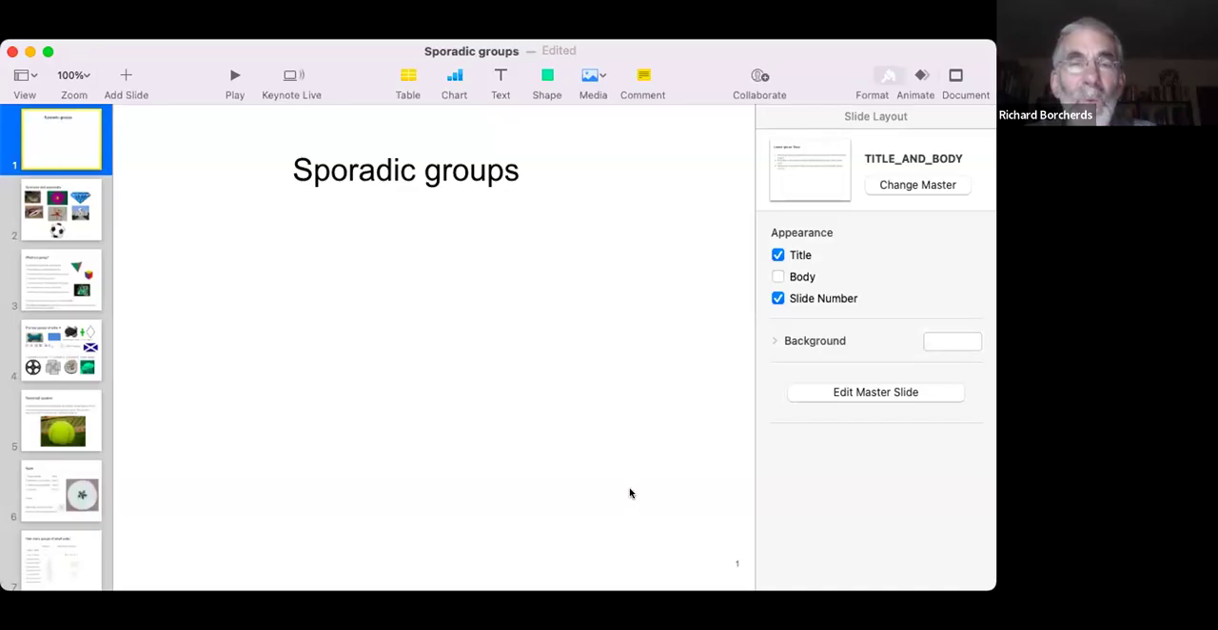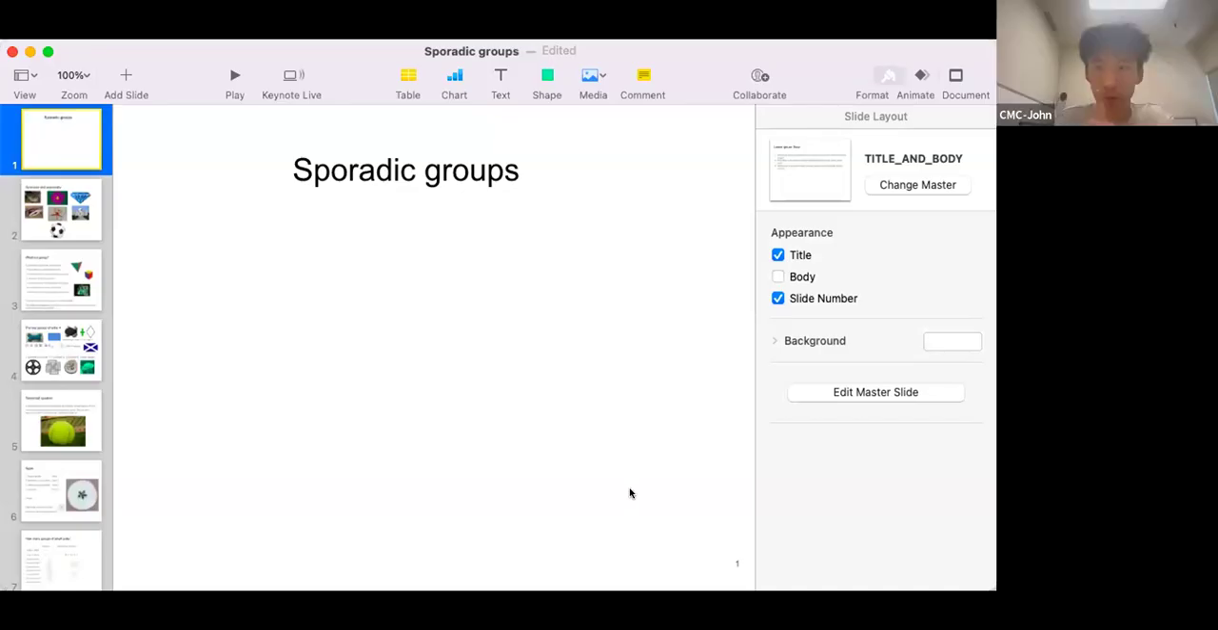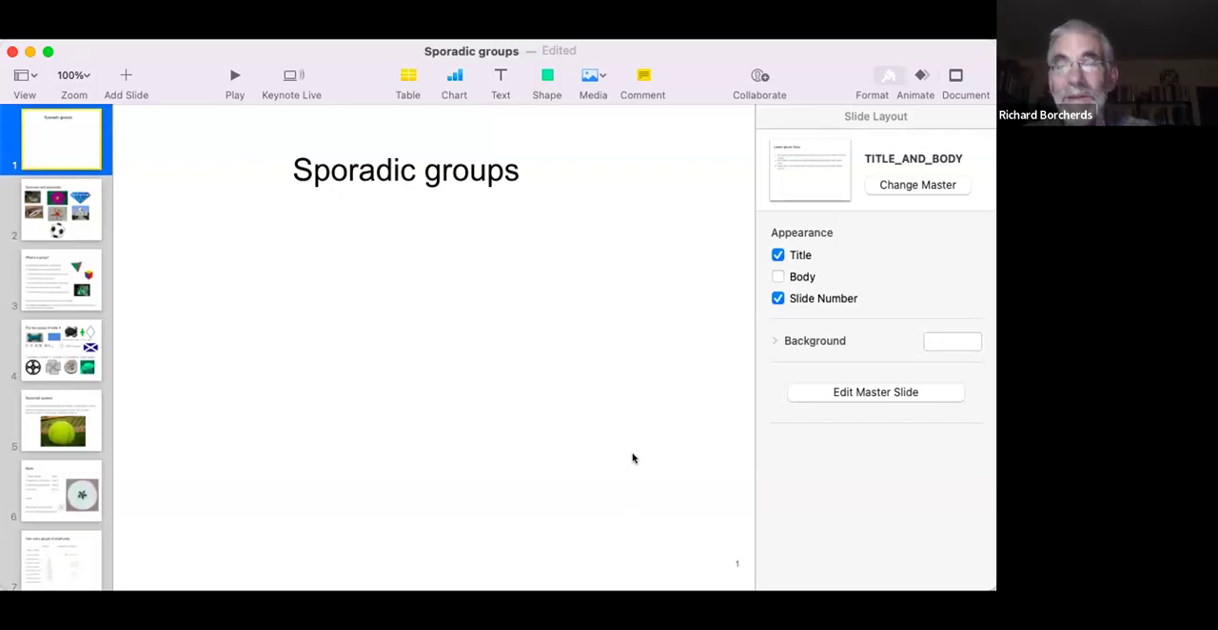Okay, so what are you seeing now? We see the sporadic groups. It's like a blank slide. Yeah. Okay, so the entire screen is a sporadic group slide with possibly a small picture of me in the corner or something.